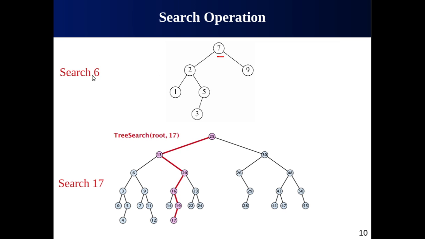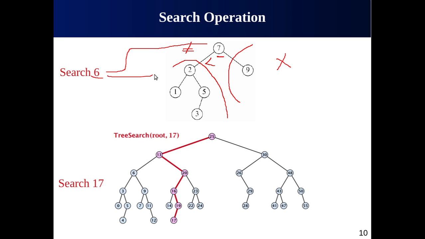Let us search for the element 6. Compare the given element with the root. If it is equal, then the search is successful. If it is not equal, then it must be less than or greater than the value at the root node. After comparison, we came to know that 6 is actually less than the root node. So you do not need to search the element on the right hand side. Come here and look for it in this left subtree.